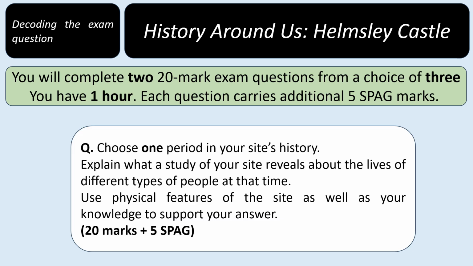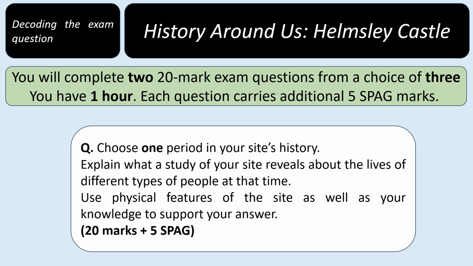Okay then, so we're just going to have a look at this question. It says, choose one period in your site's history. Explain what a study of your site reveals about the lives of different types of people at that time. Use physical features of the site as well as your knowledge to support your answer. So this question really requires you to choose one time period in your site's history, and I'm going to give you some pretty clear advice on which time period to go for.